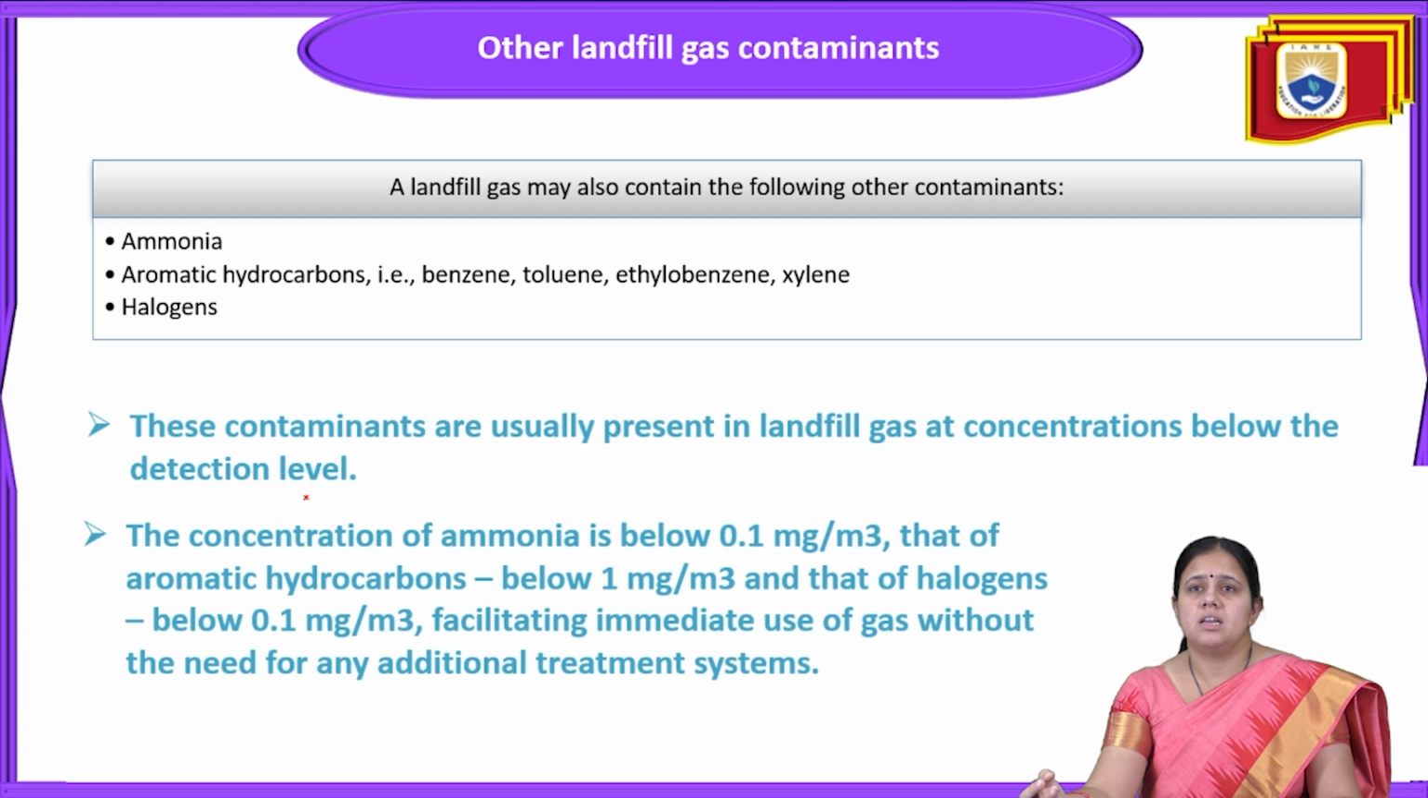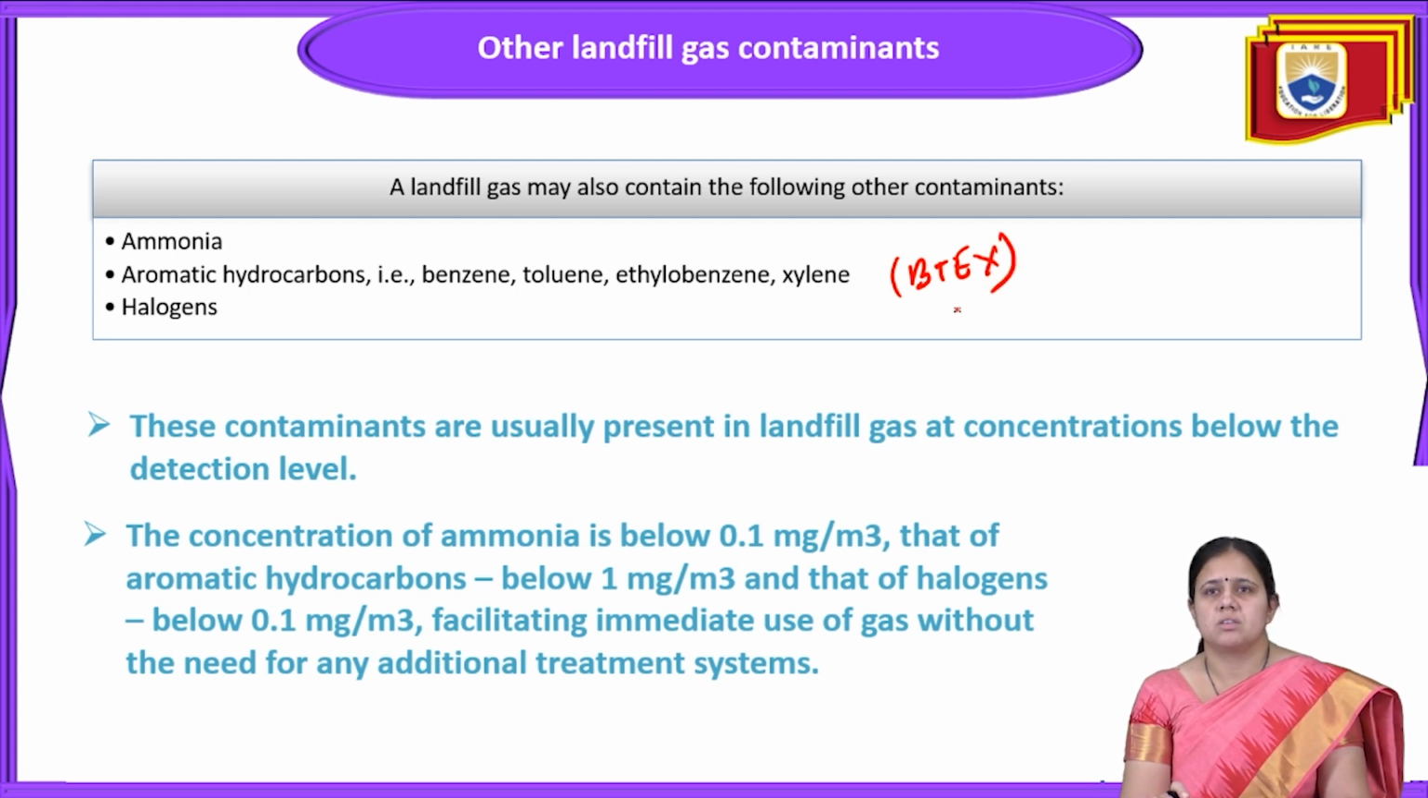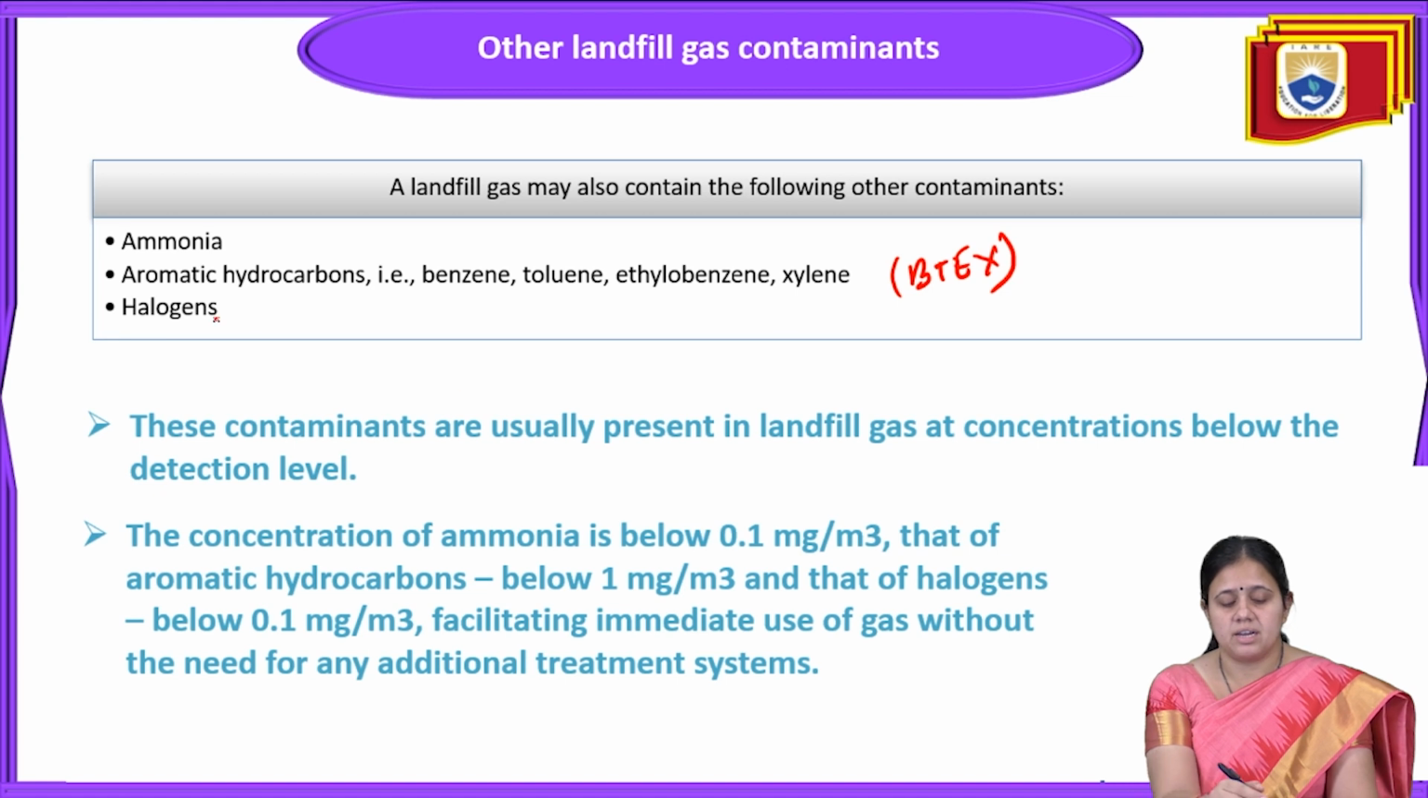Then next are the other landfill gas contaminants. We have talked about sulfur and hydrogen sulfide, and for these the best method is the adsorption method. Now we will discuss other contaminants like ammonia, aromatic hydrocarbons like benzene, toluene, ethylbenzene and xylene, BTEX, that we have already discussed. Next are the halogens. Landfill gas will also contain these types of contaminants: ammonia, aromatics, BTEX and halogens.